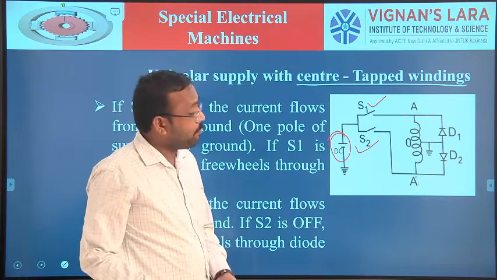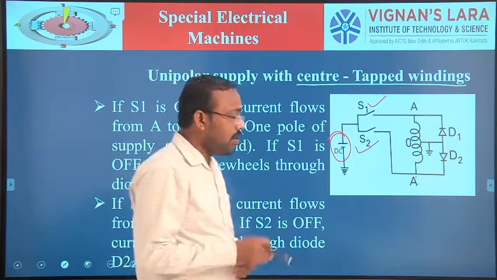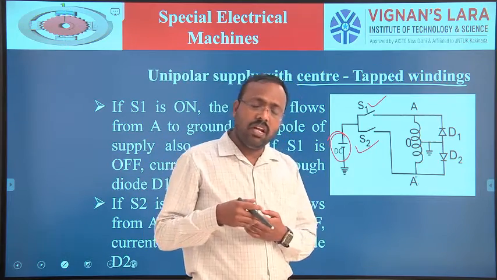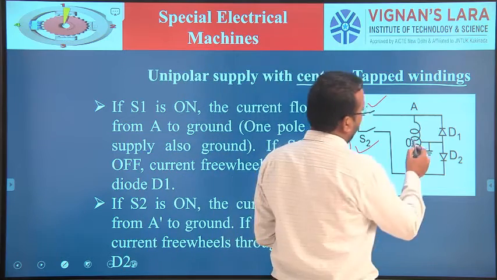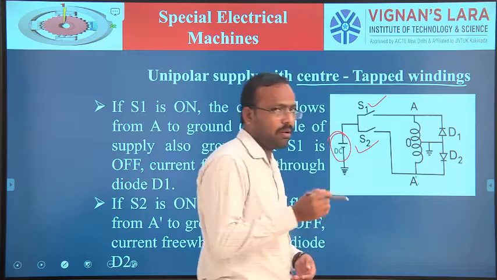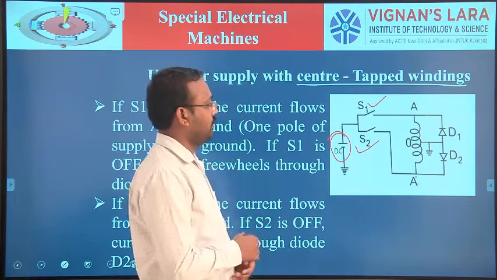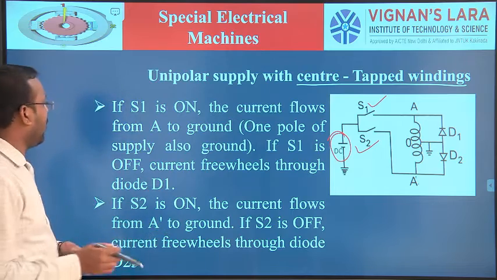But what is important? Here only half of the winding is utilized. In the previous case the full winding was used, but in this case only half the winding is utilized, only from A to this point, because the winding is standard. So in this case only half of the winding is utilized.